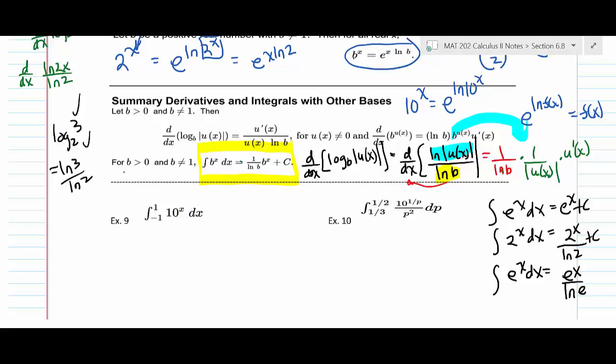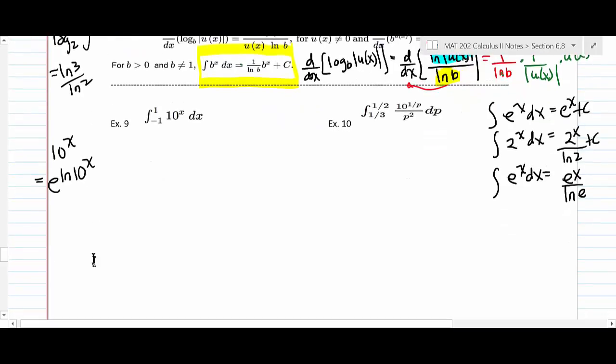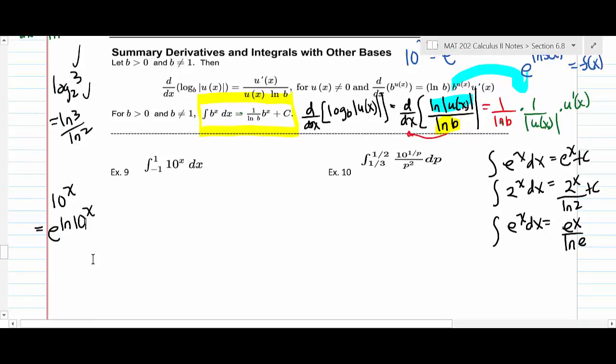But what I do on an integral like this, number 9, instead of going through and looking up a formula, is rewrite 10 to the x as e to the ln of 10^x. That's how you want to start this problem, because you can integrate e to the x easily. It's the easiest integral there is. So I'm just rewriting it like that. Then you can bring that x down and get e to the x ln 10.